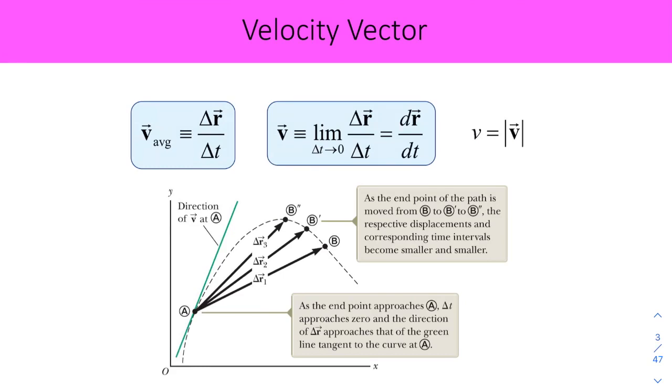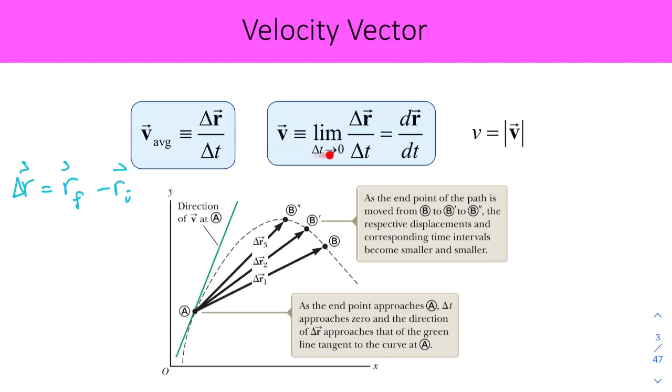For velocity, the average velocity is defined as the change in displacement over the time taken to have that change. This is for average. In terms of formula, recall the delta R just now is R final minus R initial, from position A to position B. This is the average. Regardless of path taken, we only consider the final and initial point.